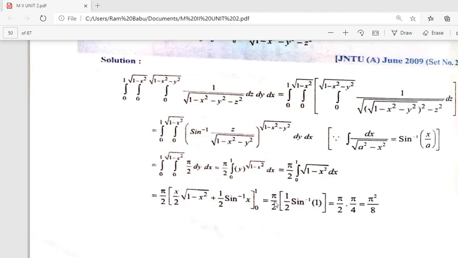Okay, 1 by 2 is constant, pi by 2 into 1 by 2 into sin inverse of 1 minus sin inverse of 0. Sin inverse of 0 value is 0, sin inverse of 1 value is pi by 2, therefore pi by 2 into 1 by 2 into pi by 2, pi by 2 into pi by 4, that is pi square by 8.